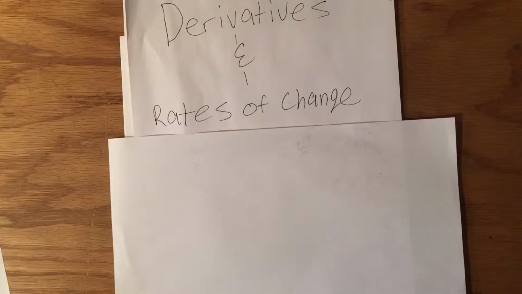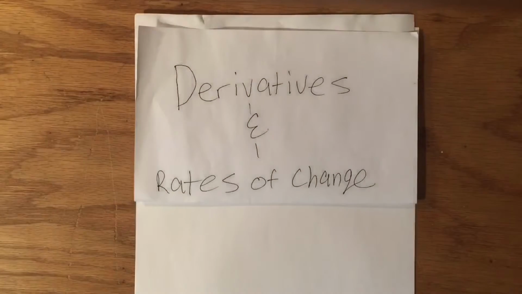Today we're going to be talking about derivatives and rates of change. There are two kinds of rates of change. There's instantaneous, which tells us how fast a relationship between two variables, often x and y, are changing at any given point. And then the average rate of change is the change in y over the change in x. So today we're going to be going over a few problems in how to do this.